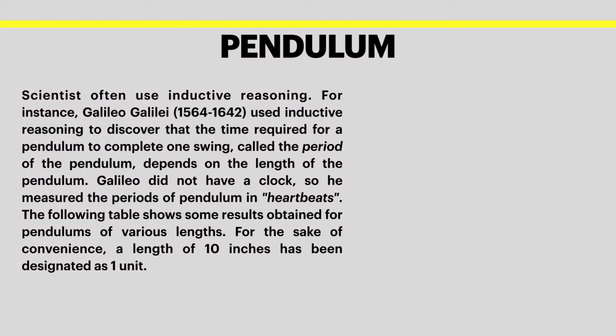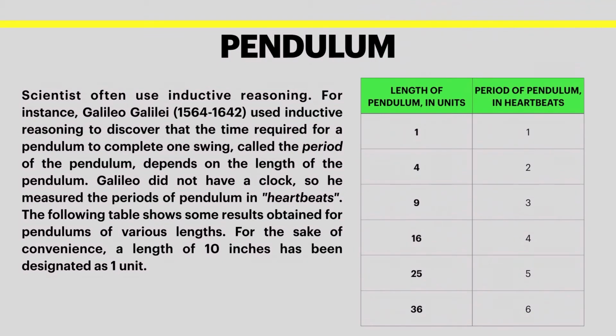The following table shows some results obtained for pendulums of various lengths. For the sake of convenience, a length of 10 inches has been designated as 1 unit. So here's the table. It shows the length of a pendulum in units and also the period of the pendulum in heartbeats.